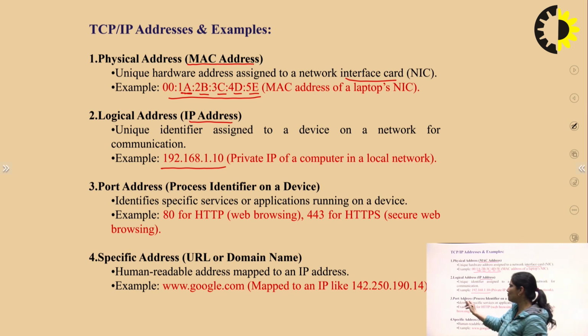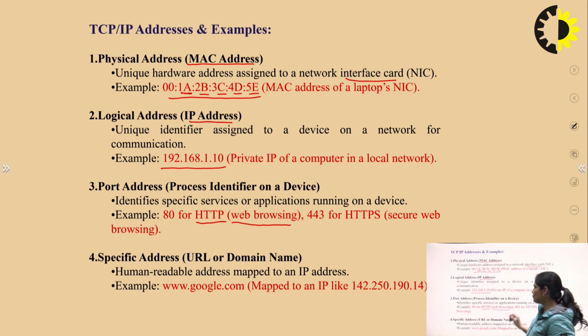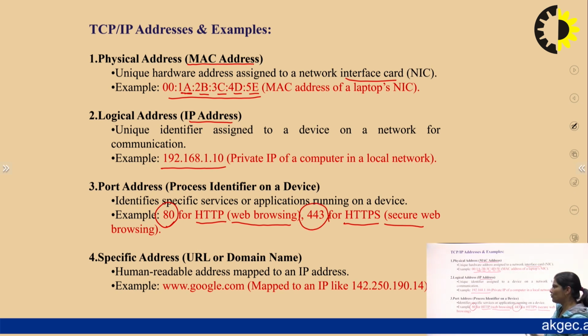Now the third one is port address. This is a process identifier on a device. It identifies a specific service or application running on a device. Let us take an example of HTTP, that is, if we are doing web browsing, the port address assigned for HTTP is 80. And if we are talking about HTTPS, which is secure web browsing, the port address is 443. So these specific port addresses are assigned for HTTP and HTTPS, for example.